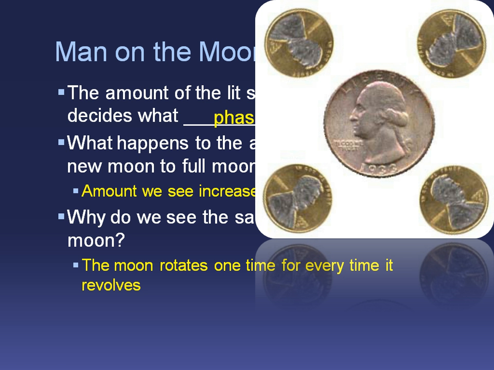If you look here, you can see the quarter with the pennies going around it, that the head of the penny always faces inward towards it, just like the moon revolving and rotating one time as it goes around. Remember, it's 27.3 days that it takes to do that.